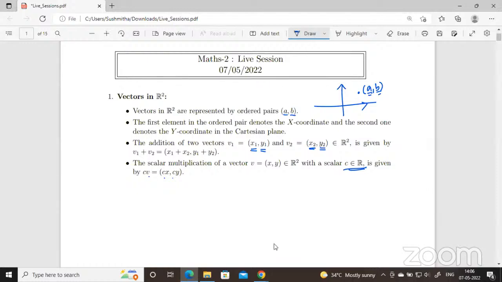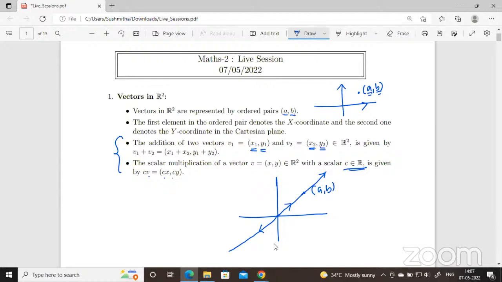So what happens when you multiply a vector with a scalar? Suppose I have a point (a, b). What happens geometrically when you multiply this point with a scalar? It moves along the same line, or it will reverse. The slope doesn't change. It's going to be on this line. It's either going to elongate or shrink based on the scalar, or the direction gets changed. So when you multiply a vector with a scalar, it lies on the same straight line which passes through the origin.